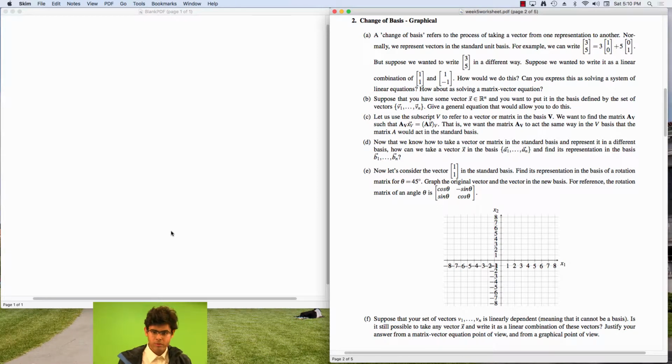Spring 2018, week 5, problem number 2. All right, so problem number 2 is just talking about change of bases again, but in a more graphical way and in a slightly more detailed way. So let's get started.